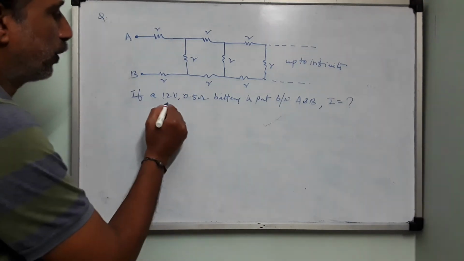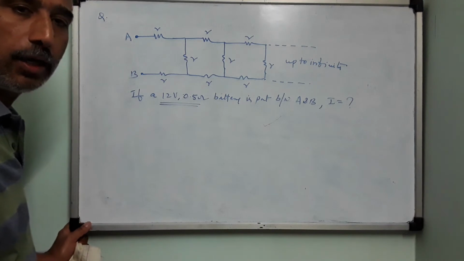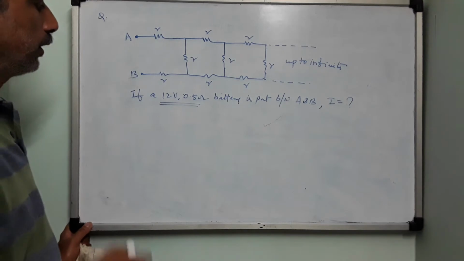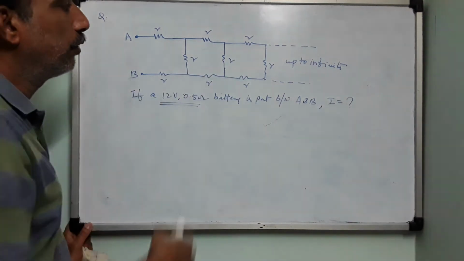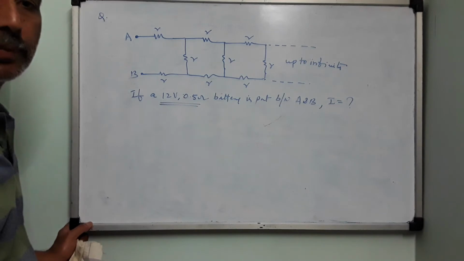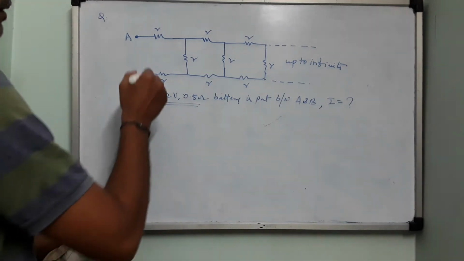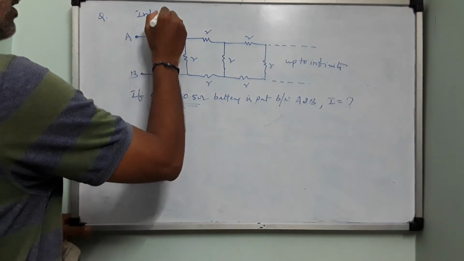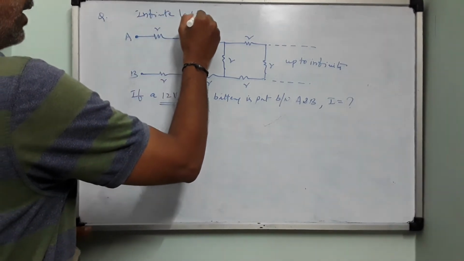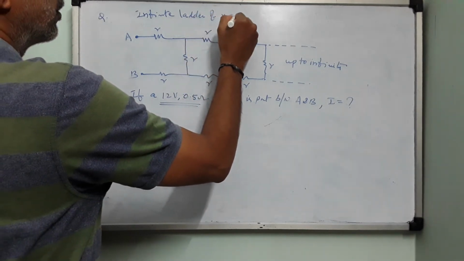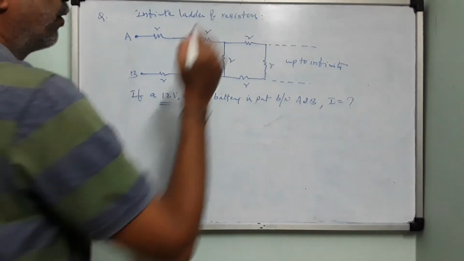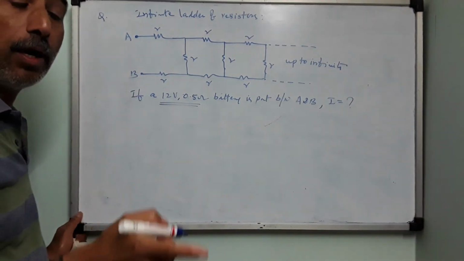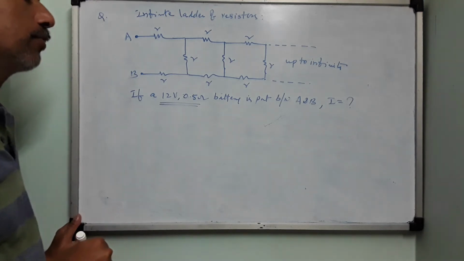So what is this? This is the specification of the battery. Battery has a 12 volt EMF with an internal resistance of 0.5 ohm. That we will see at the end. Let us first try to simplify this network. This is actually a ladder of resistances, rather an infinite ladder of resistors. This problem is popularly known, and it was an old IIT JEE entrance question.